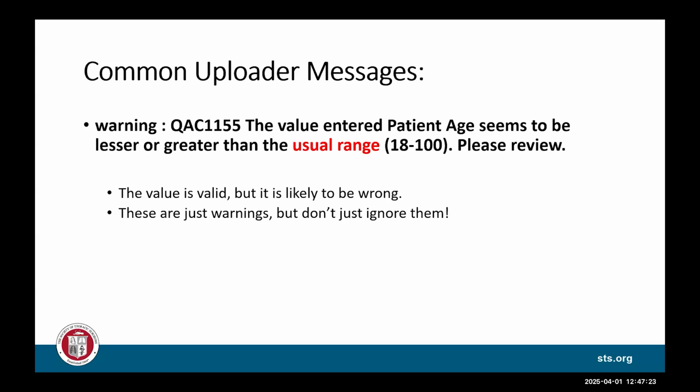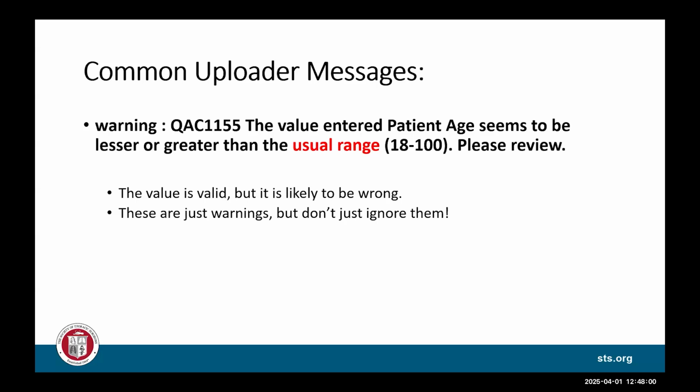Usual range is defined in a way where if your value is outside of that usual range, it's feasible, it's clinically possible, but it's probably more likely that you've mistyped it. You've put the wrong value into the wrong field, or you just fat fingered it and transposed two of the numbers or something like that. Like in this example, the usual range for age is 18 to 100, whereas the valid range is 0 to 110.